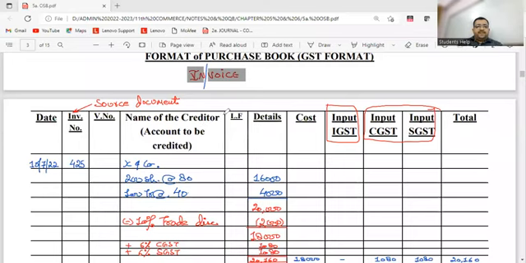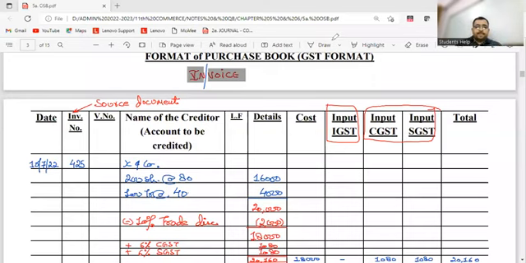One more thing we find, we have written here name of the creditor. If you want, you can write particulars as well. And below that, what we have written, children? Account to be credited. What does this mean? When we pass the entry for purchase of goods on credit, what entry do we pass? Purchase account debit, input, whatsoever type of GST we have debit, to respective creditor account. That's why we have mentioned here account to be credited. Okay, quickly do this. Let's continue, children.